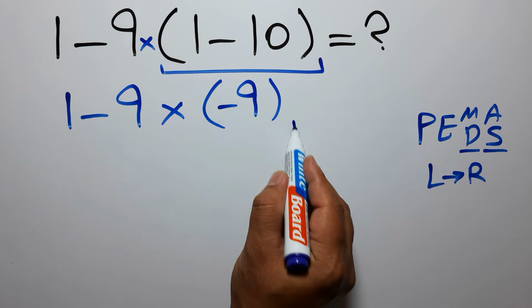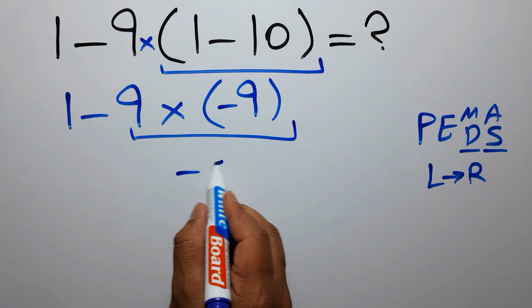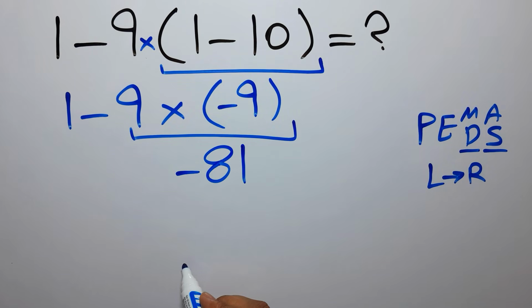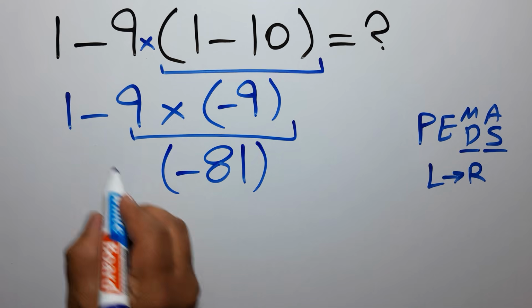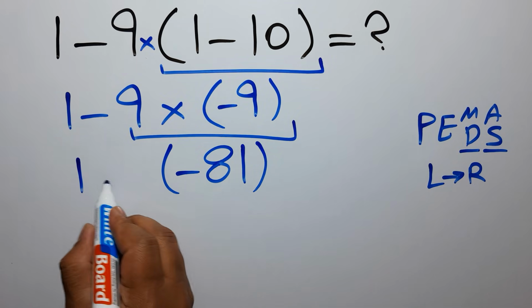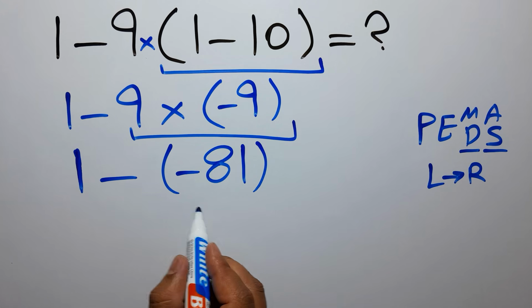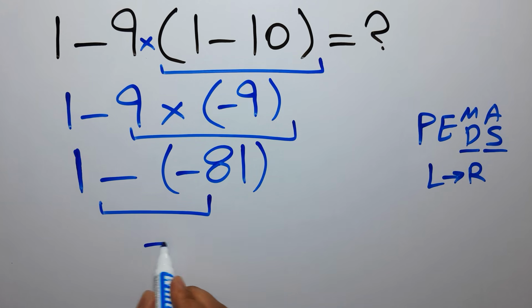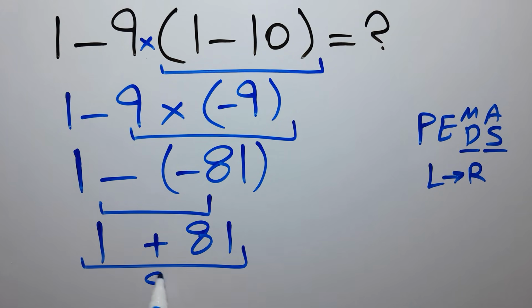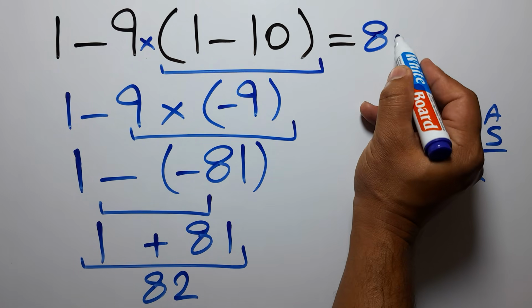9 times negative 9 gives us negative 81. So we have 1 minus negative 81. Now negative times negative gives us positive. So we have 1 plus 81, which equals 82. And this is our final answer to this problem. The correct answer is 82.